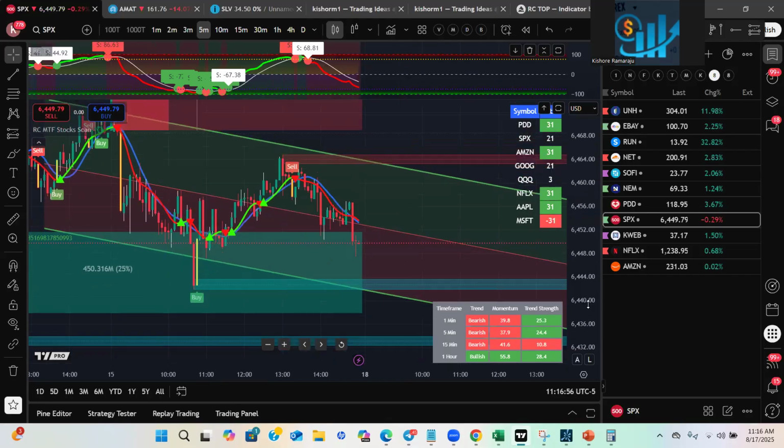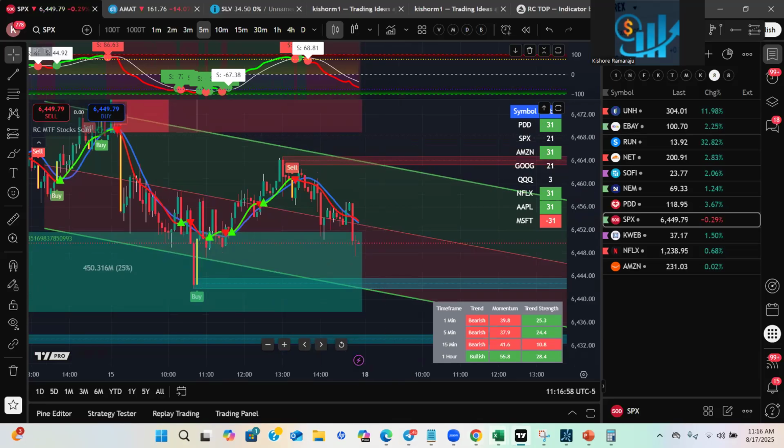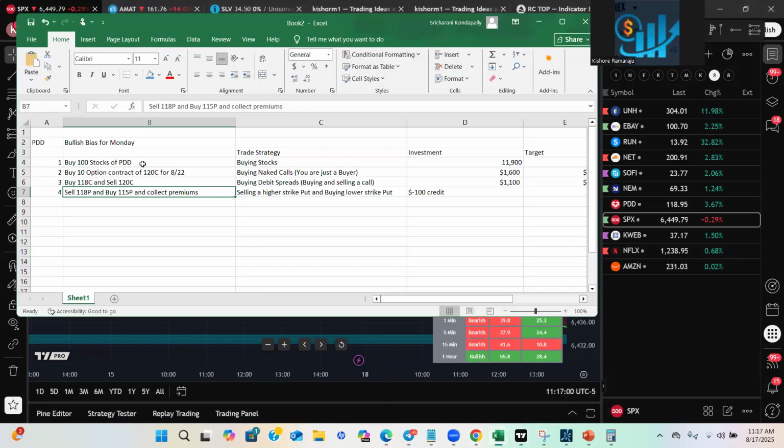So I explained the different strategies, right? One is buying stocks, one is buying naked calls, one is doing debit spreads, the next one is doing credit spreads. Then there is something called an iron condor. So an iron condor is nothing but a combination of both bull put and bear call.